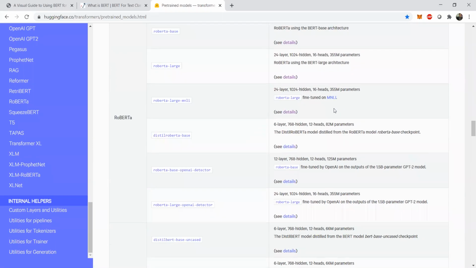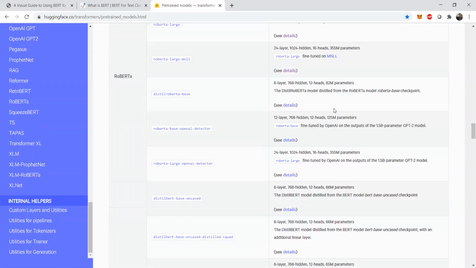So RoBERTa is actually a very fine-tuned and robustly trained BERT, because the people working on RoBERTa trained it on very large corpora, with very large attention heads, and they have gained a significant advantage or benchmark over BERT.